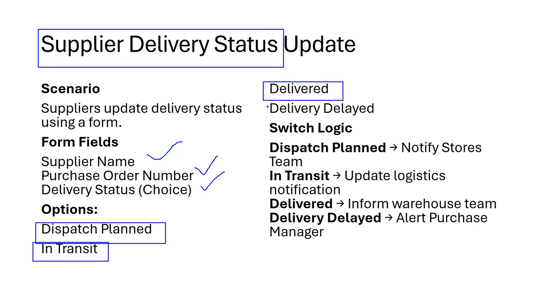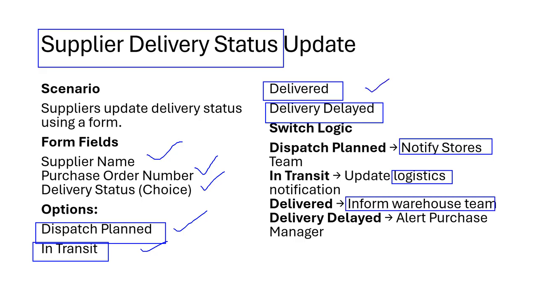Based on the selection, you are going to create a flow. If the dispatch is planned, then give a notification to your stores team. If the dispatch is in transit, then update your logistic team. If the dispatch is delivered, then inform your warehouse team. For the warehouse team, just give some other email ID. If the dispatch is delayed in delivery, then alert your purchase manager team.